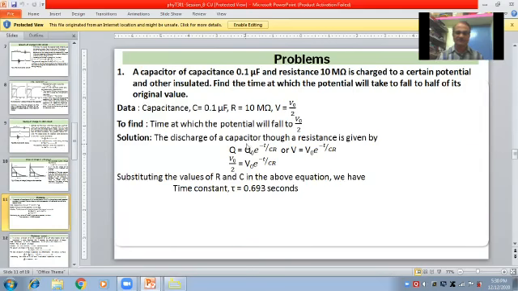The discharge of the capacitor through the resistance is given by this equation, or voltage is given by this equation. When V is equal to V naught by 2, you substitute here, it becomes V naught by 2 is equal to V naught into e to the power minus T upon CR. V naught gets cancelled, and take the reciprocal and simplify the equation for T. Then substitute the values of R and C in the above equation. You will get T is equal to 0.693 seconds.